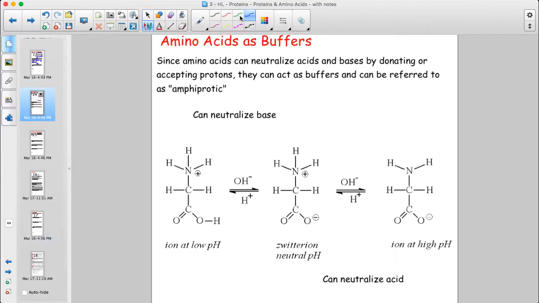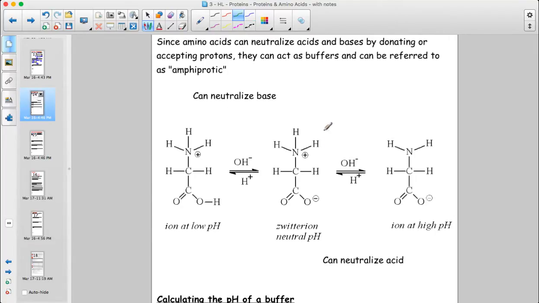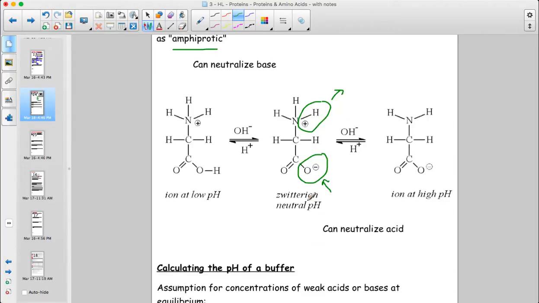As I mentioned in the SL video, amino acids can act as buffers because they contain both a weak acid and a weak base. If you can think back to our acid-base topic, that's essentially what any buffer is. It's a weak acid and its conjugate, but in the amino acid's case, it's because it has those two different functional groups. If you think about a zwitterion, it contains both this positively charged H+, and this negative OH-. So we're going to be able to accept protons here, and donate protons here. So amino acids are amphiprotic, and that's what makes them such good buffers. They tend to buffer around particular pH values.